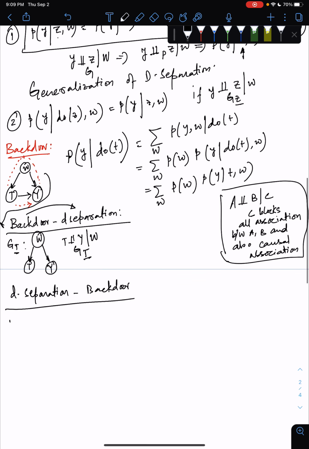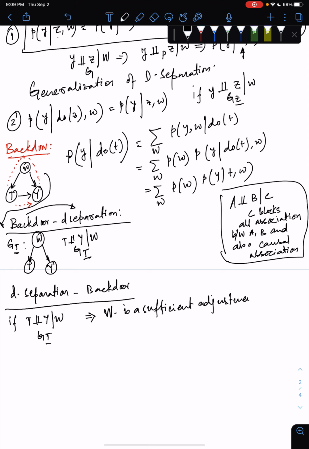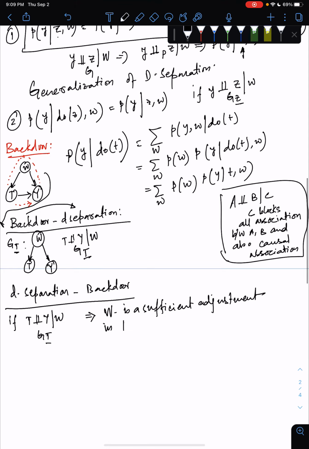If I am in a graph where the edges going out of T have been removed, and this conditional independence relationship holds, then I can say that W is a sufficient adjustment set in the original observational graph G, which is like this.